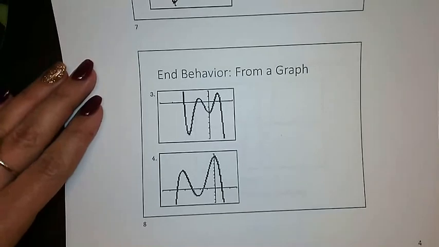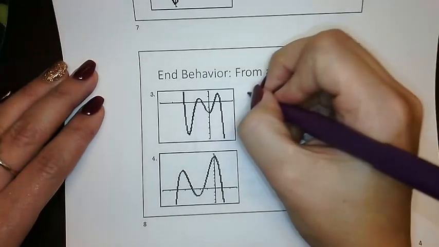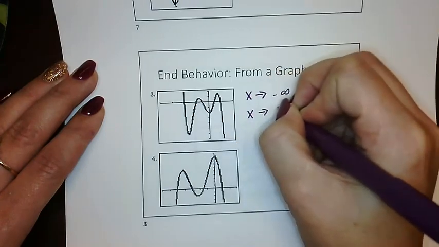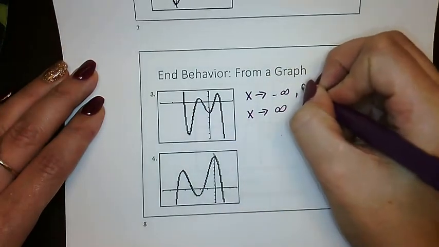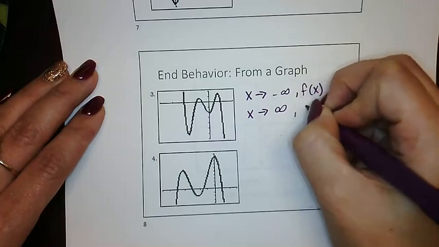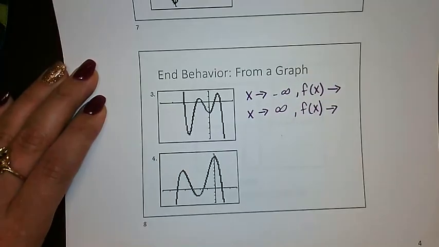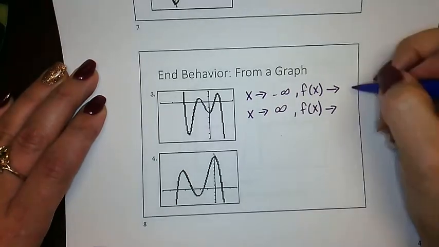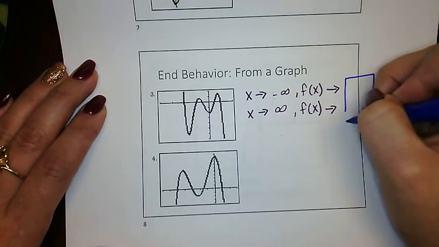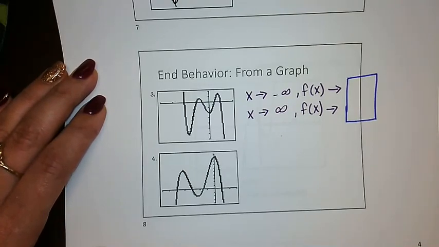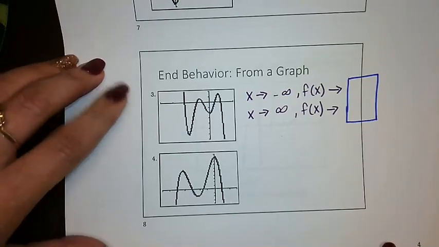So let's look at a couple more. Again, how we start off is still the same. Where is f of x going? All you're looking for is this end part. So try this on your own and see if you get the right answer. Do the same thing for number 4. You can pause this video if you want to check yourself.